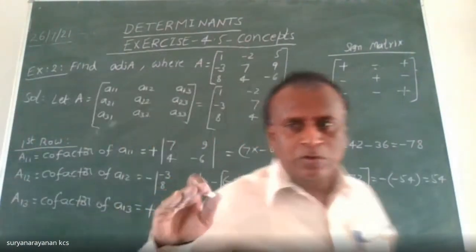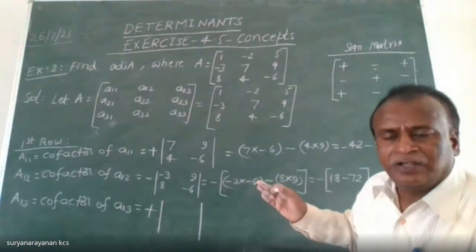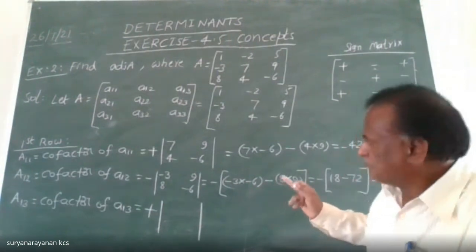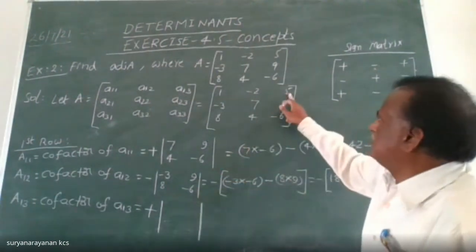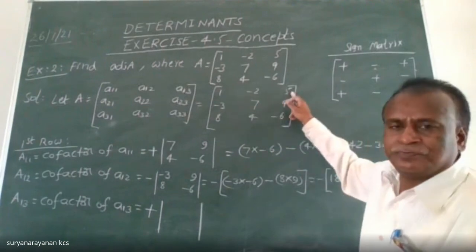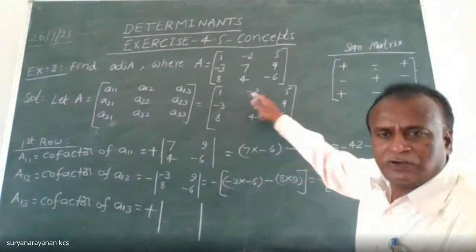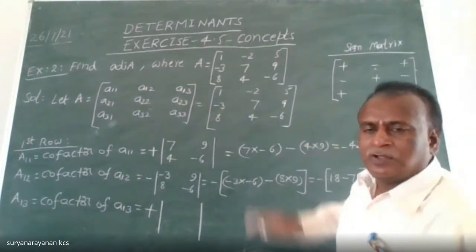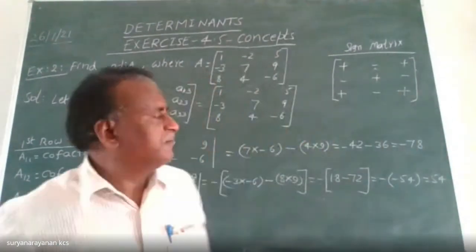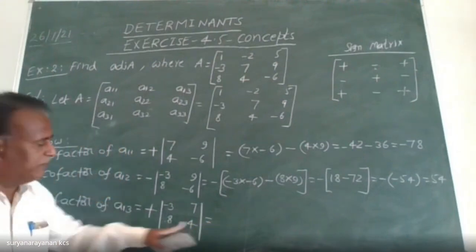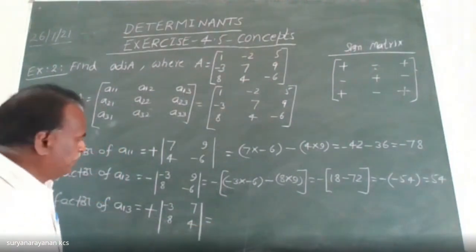How do you get the minor of the element? Close that row and column in which the element lies. So we are taking this element. Close the first row and the third column. What are the 4 elements left here? Minus 3, 7, 8, 4. Here the plus sign is there, so I am not writing plus separately.